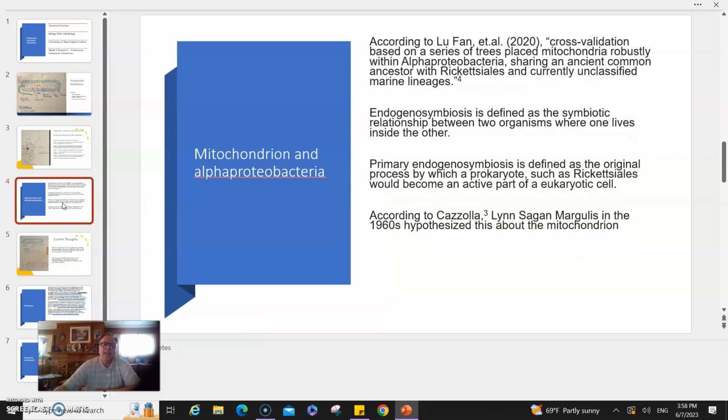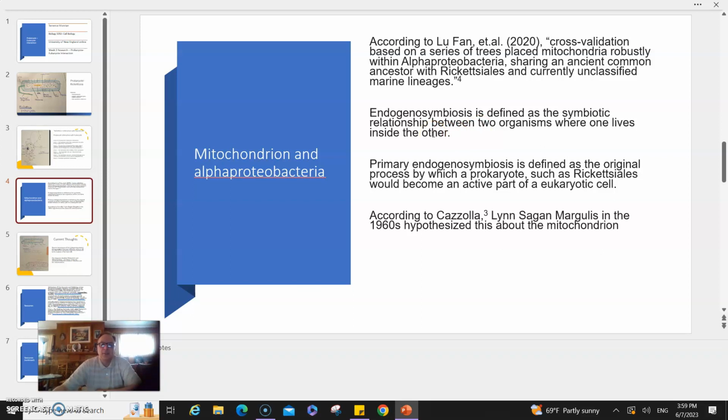According to Lufan and others in a document written in 2020, cross-validation based on a series of trees that were established placed mitochondria robustly within the alpha proteobacteria, which shares a common ancestry with Rickettsia. Endosymbiosis is defined as a symbiotic relationship between 2 organisms where one actually lives inside the other.